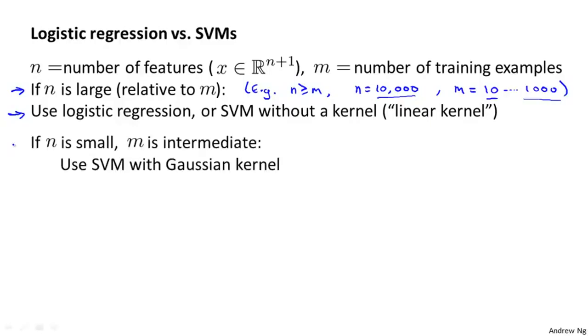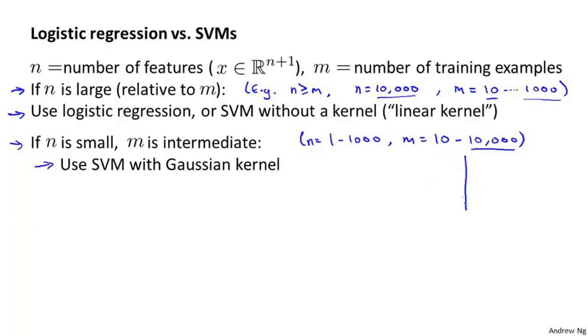Now, if n is small and m is intermediate, so what I mean by this is, if n is maybe anywhere from 1 to 1,000, where 1 would be very small, and the number of training examples is maybe anywhere from 10 to maybe up to 10,000 examples, maybe up to 50,000 examples. So if m is pretty big, like maybe 10,000, but not a million, then often an SVM with a Gaussian kernel will work well.